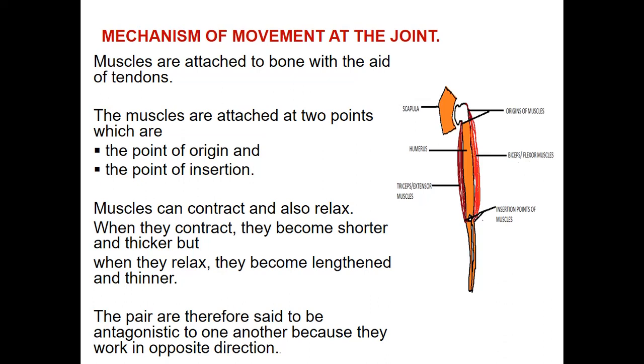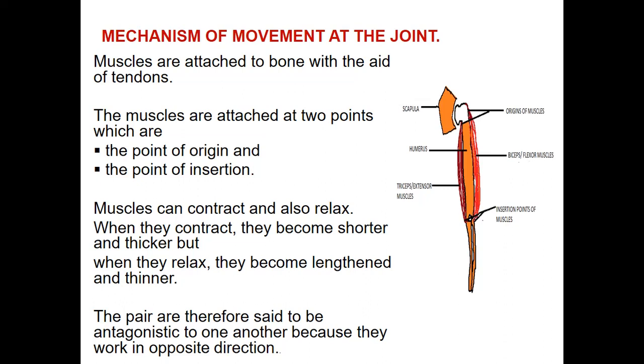Now, muscles can contract and also relax. When they contract, they become shorter and thicker, but when they relax, they become lengthened and thinner. Now, the pair are therefore said to be antagonistic to one another because they work in opposite directions.